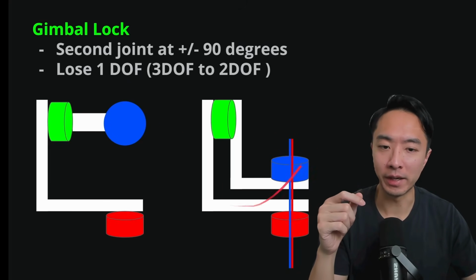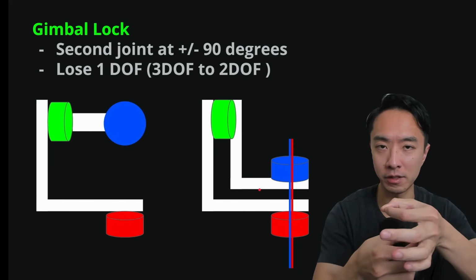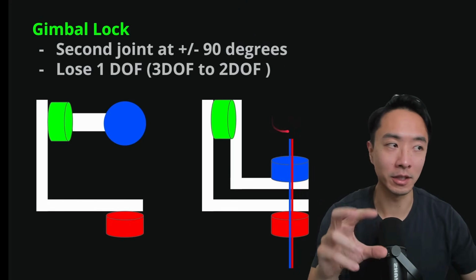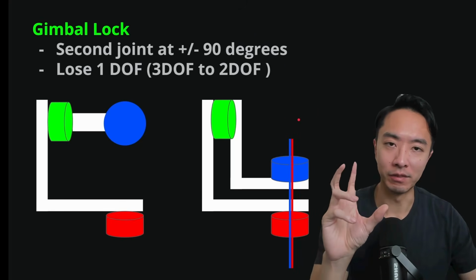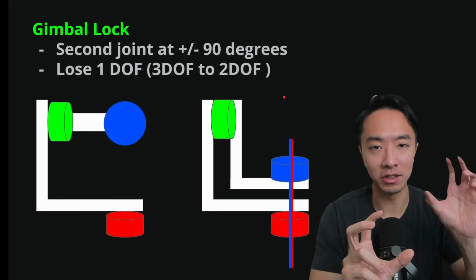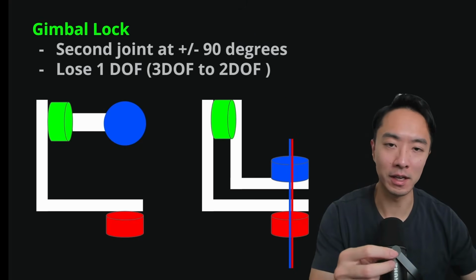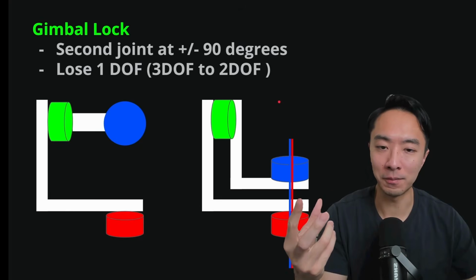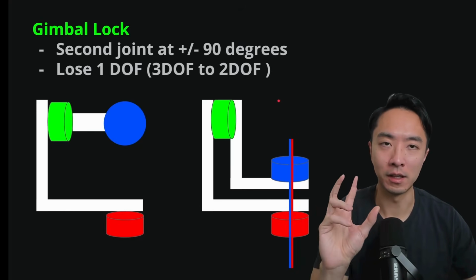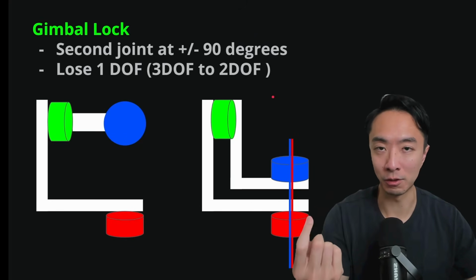So what happens in this right configuration is that the blue and red motors are aligned, so their axes are aligned. You can imagine if there's an object right above here, if the blue were to rotate or if the red were to rotate, the rotation of those 2 axes would cause the same rotation. So you're not introducing a new degree of freedom. Those 2 are overlapping and essentially causing the same rotation. So this is the concept of gimbal lock, where you lose a degree of freedom.